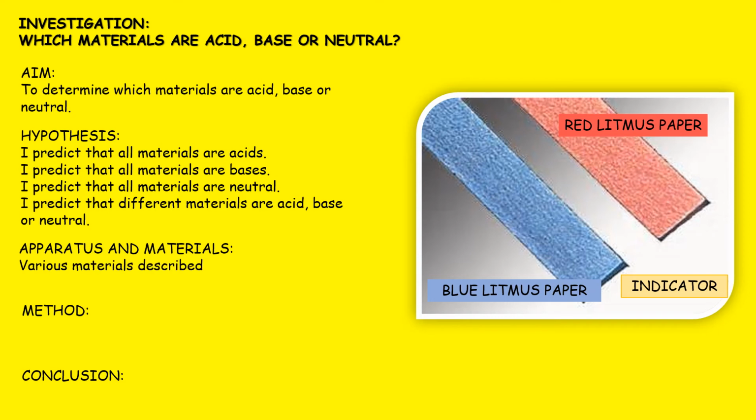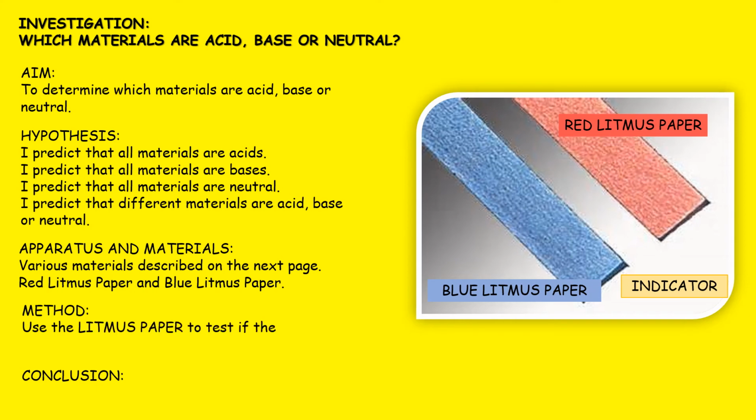To conduct this investigation, you will need water, vinegar, apple juice, orange juice, washing powder and water, shampoo, ammonia, soil and water, toothpaste, yogurt and salt water. You will also need red litmus paper and blue litmus paper. Test tubes or other containers are also useful for this investigation. To conduct the investigation, place the litmus paper into each material. Observe what happens.